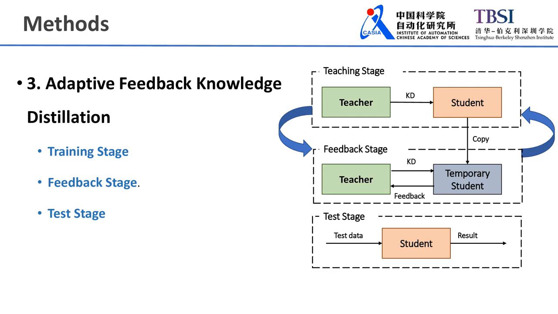In the training stage, only the student is updated through the guidance of the multimodal teacher model. In the feedback stage, a temporary student model is introduced as an auxiliary model to assist the teacher model in adjusting itself according to the performance of the temporary student. The 2 above stages will be repeated until the student model converges. In the test stage, only the student model is kept to infer the result and the performance is evaluated.